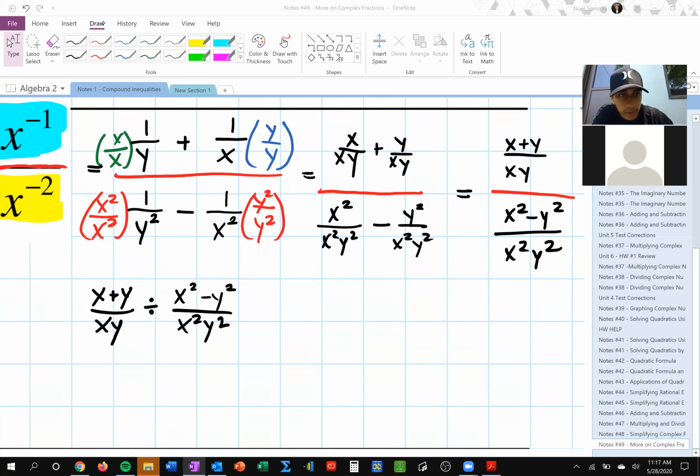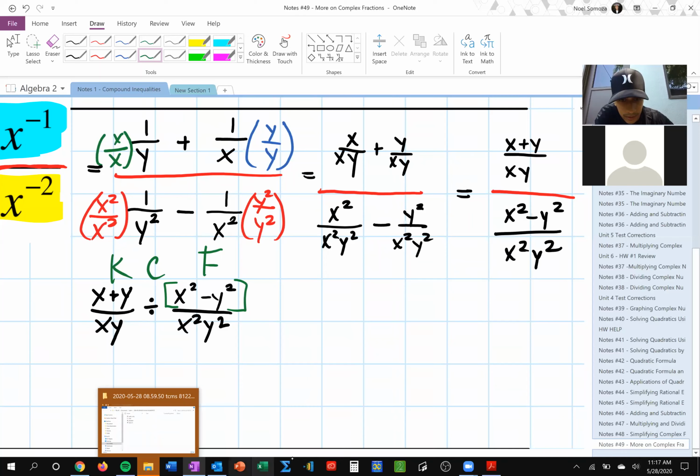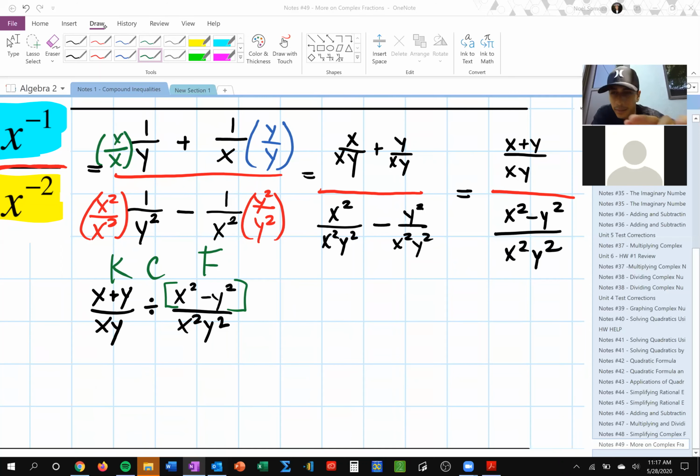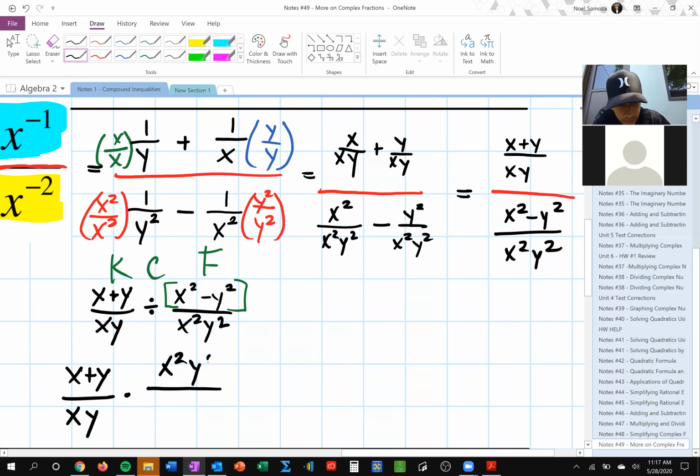All right, so now we're gonna have to do a little keep, change, flip. We're gonna keep, we're gonna change, we're gonna flip, and then we're also gonna factor because I noticed that this right here, what do we call that? Difference of squares, yes sir. So we're gonna have to factor that, but we'll do that on the flip. So we'll keep here as x plus y over xy. We change this to multiply. When we flip, we're gonna send x squared y squared up. And then I have this x squared minus y squared.